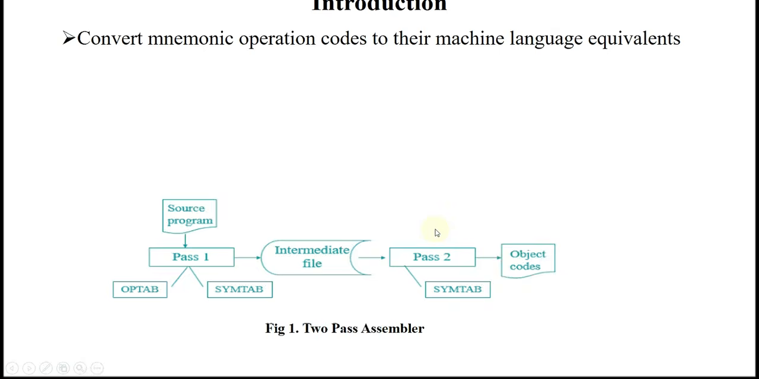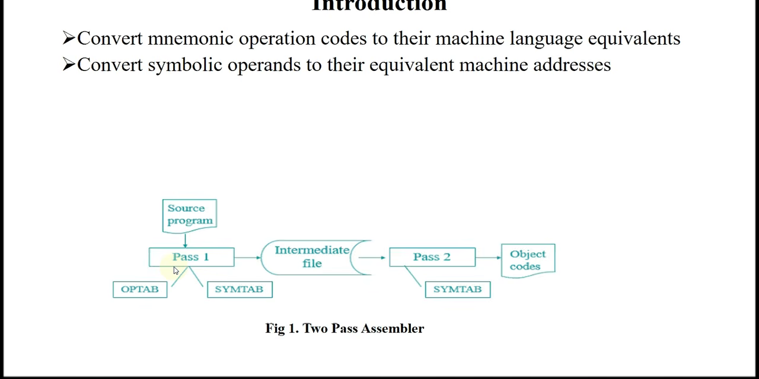Introduction. In two-pass assembler, there are two passes. In pass 1 assembler, we are converting mnemonic operation codes to their machine language equivalent. Different mnemonic opcodes are there. We are converting into machine language like move, add, sub. These are the machine opcodes.